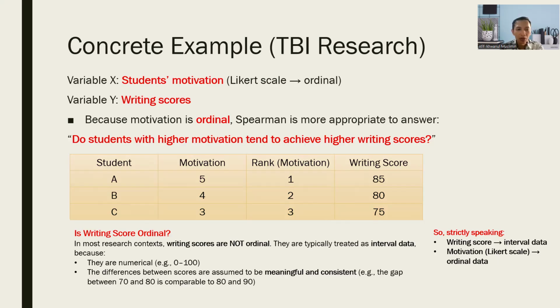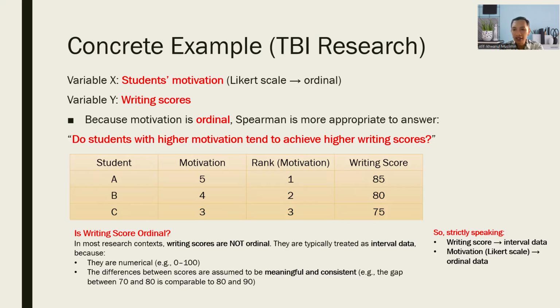So is writing score ordinal? In most research contexts, writing scores are not ordinal. They are typically treated as interval data because they are numerical, between 0 and 100. The differences between scores are assumed to be meaningful and consistent. For example, the gap between 70 and 80 is comparable to 80 and 90. So strictly speaking, writing score is called interval data.